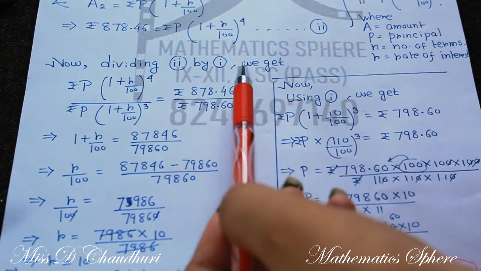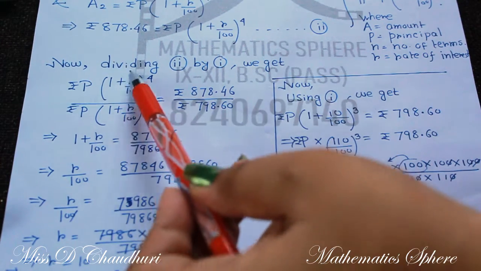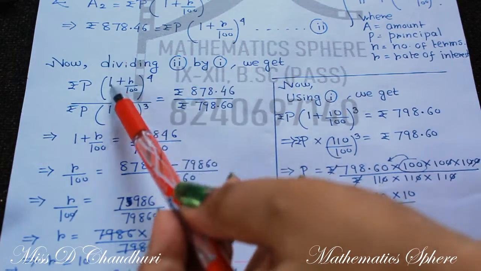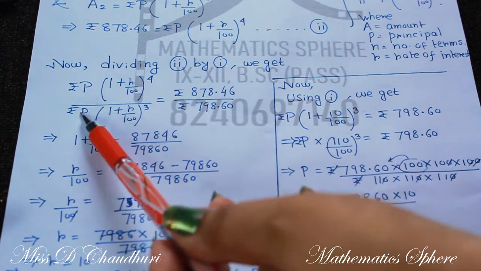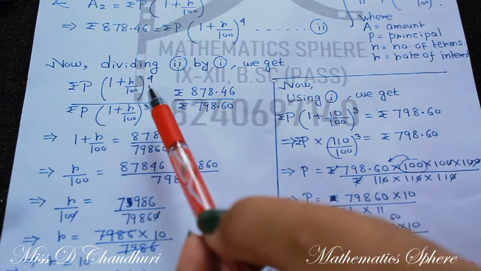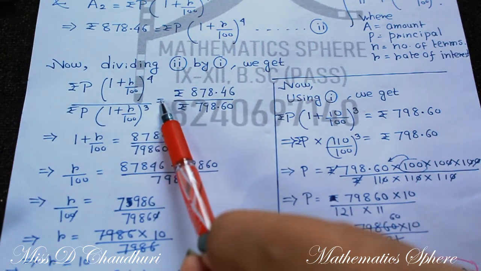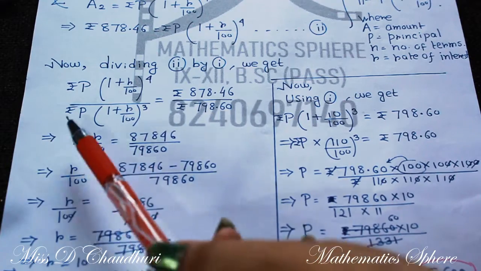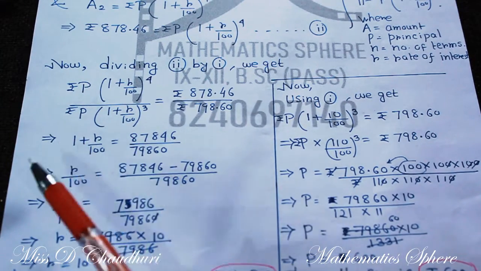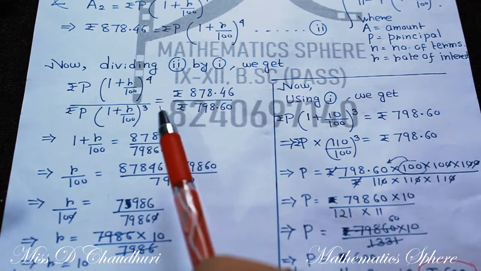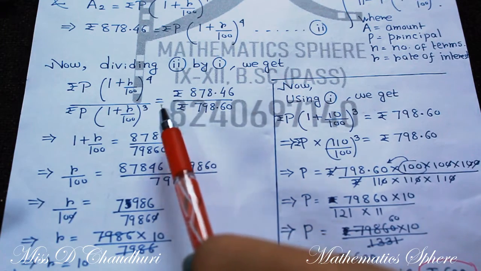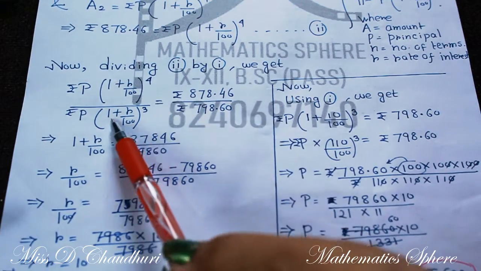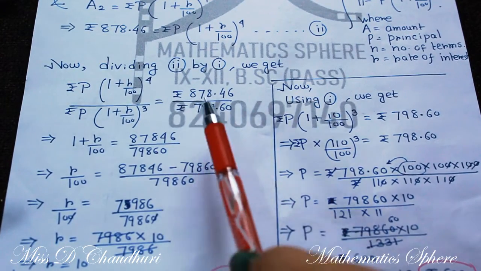So dividing 2 by 1 we get, as you see, the left hand side divided by the left hand side, right hand side divided by right hand side. So we are getting this thing. Okay, now you see P gets cancelled, rupees get cancelled, and here 4 and 3 was there. So from here 3 gets cancelled, so only 1 plus r by 100 whole to the power 1, which means 1 only, will remain. And on the right side also rupees gets cancelled, and here see, if I multiply 100 in the numerator as well as in the denominator, the decimal part is removed.